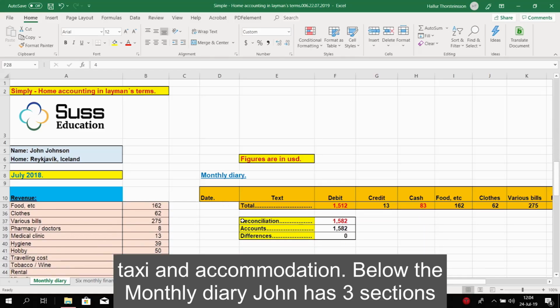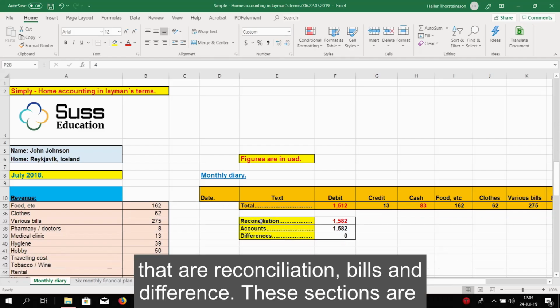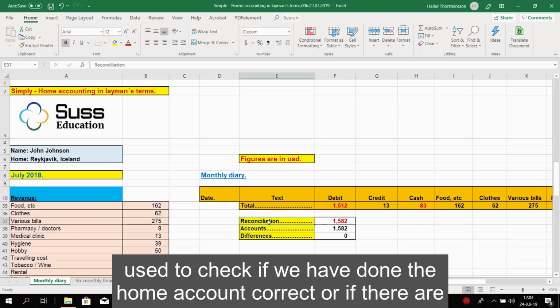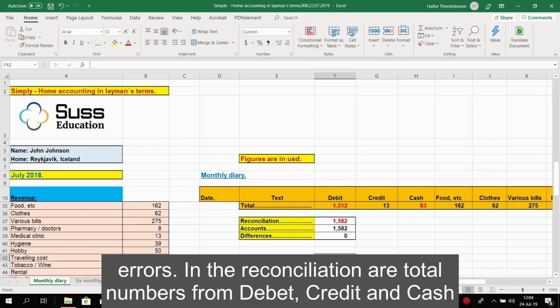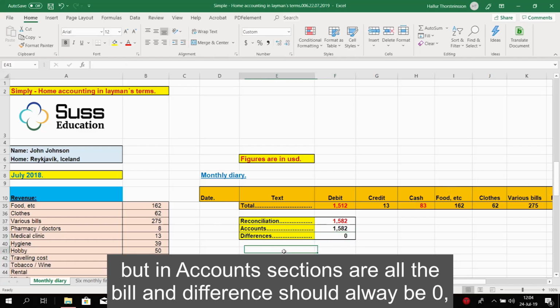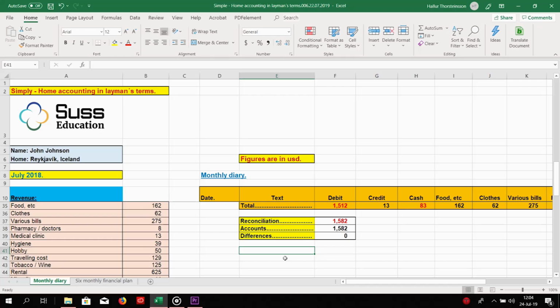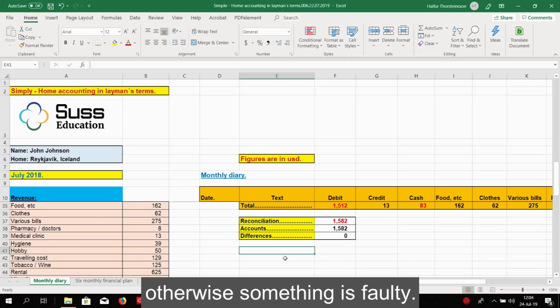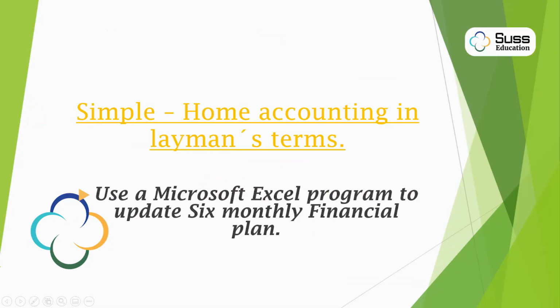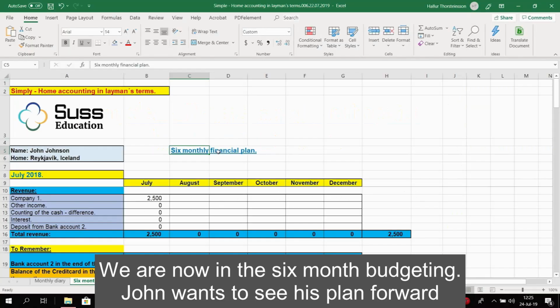Below the monthly diary, John has 3 sections. There are reconciliation, bills, and difference. These sections are used to check if we have done the home account correctly or if there are errors. In the reconciliation are total numbers from debit, credit, and cash, but in account sections are all the bills, and the difference should always be 0. Otherwise, something is faulty.